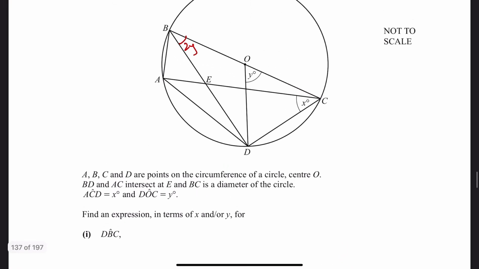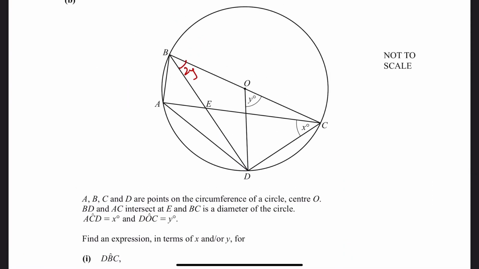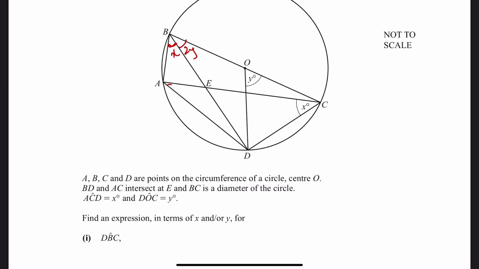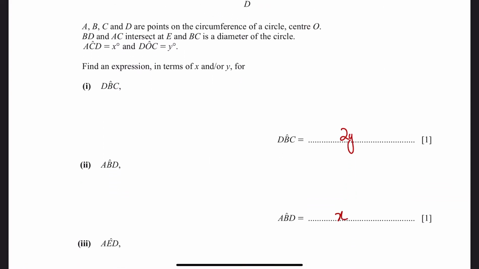ABD. ABD should be the same as, oh, I'm looking at this one. That's the one that I should be looking at. So this is x because this is also x. Angles formed in the same segment. So this is x. AED.